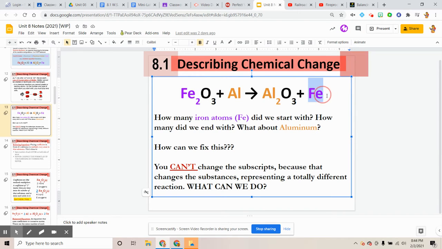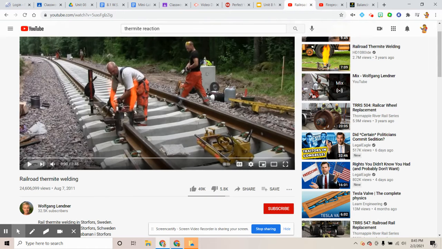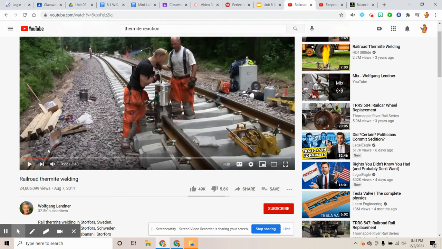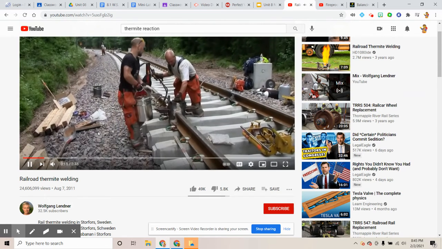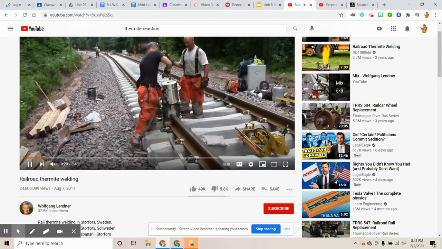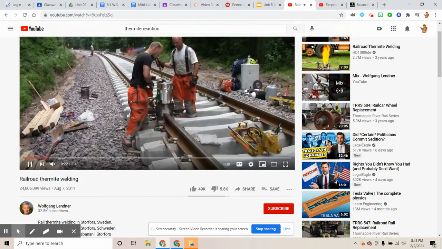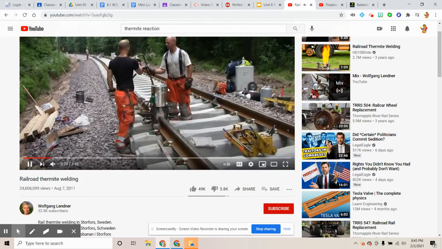One of the things it produces is iron metal, and it produces iron that is so hot that it's actually a liquid, and it flows into a gap between these two rail lines and melts into place, sealing these two rails together. So here we go. All right, this bucket right here is a disposable bucket filled with iron oxide and aluminum.